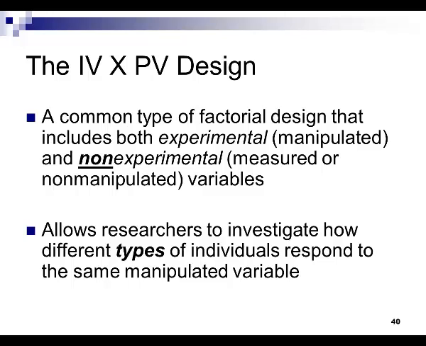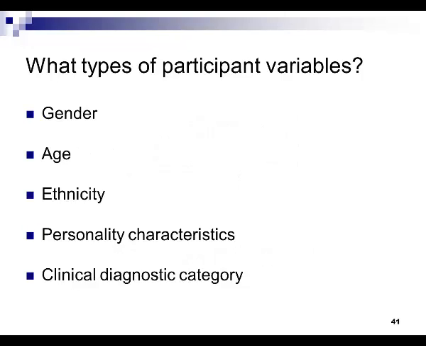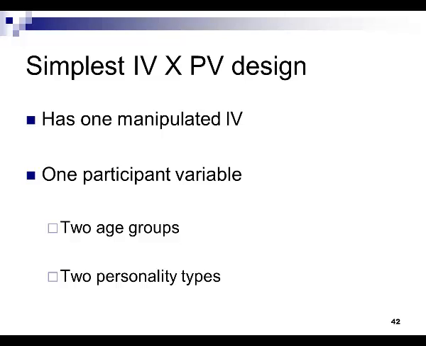And this is good because we can't manipulate some types of participant characteristics. So participant variables that we can't manipulate that we're often interested in looking at in these types of designs include the following: things like gender, age, ethnicity, personality characteristics, or, for example, clinical diagnostic categories. So the simplest IV by PV design has one independent variable that we can manipulate and at least one participant variable, and again, something that we can't manipulate. Examples might be 2 age groups or 2 personality types.